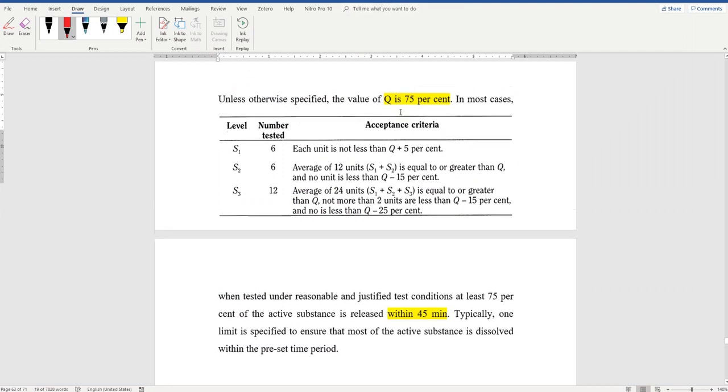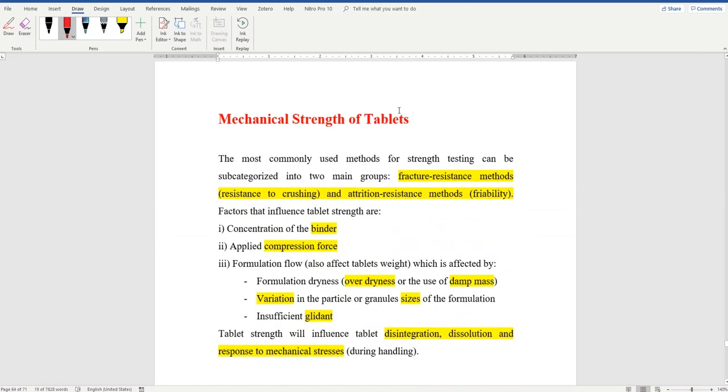Okay, now we will continue to the other test, which is focusing on the mechanical strength of tablets. So you know that tablets will be ejected from the machine. It may also be subjected to coating and then packaging and transportation. All of these things will cause stress to the tablets. So the tablets might break, or it may not withstand all these stresses.